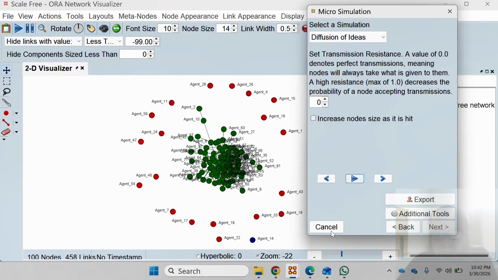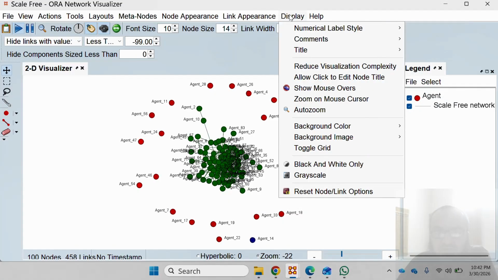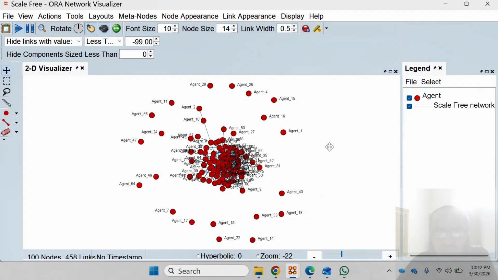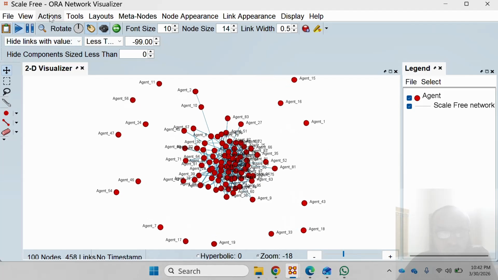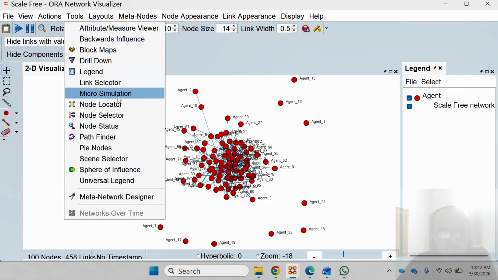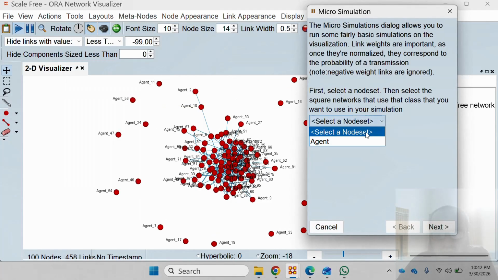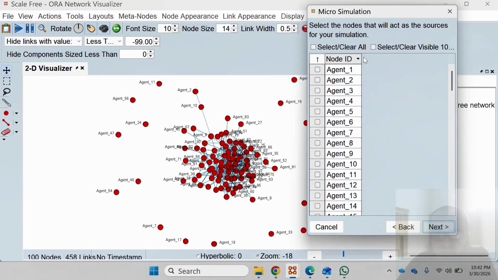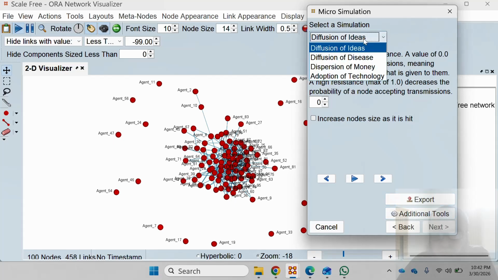Now let's cancel it and reset all the nodes and links. Let's go again. Sorry, it was tools, micro simulation, agent, scale free network, and recall it was agent number 6 and agent number 14. Next, so now dispersion of money.